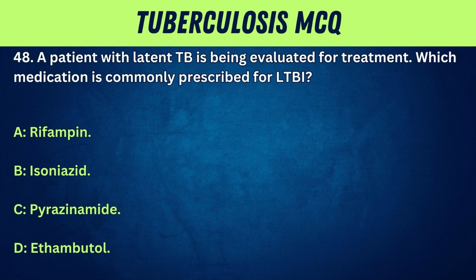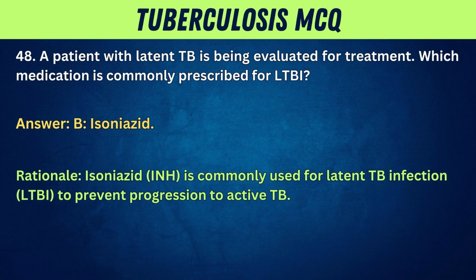48. A patient with latent TB is being evaluated for treatment. Which medication is commonly prescribed for LTBI? A. Rifampin. B. Isoniazid. C. Pyrazinamide. D. Ethambutol. Answer: B. Isoniazid. Rationale: isoniazid (INH) is commonly used for latent TB infection, LTBI, to prevent progression to active TB.